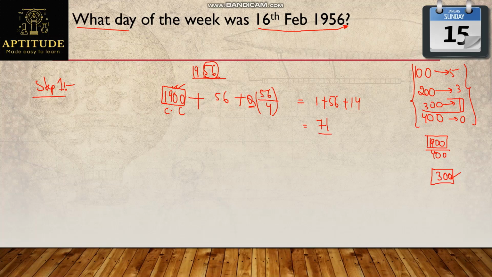Still we can divide. Divide by 7 to get the reduced odd days, a smaller number of odd days. 71 by 7 means only one odd day will be left over. Why? Because 7 tens are 70. We know that. So we got only one odd day.